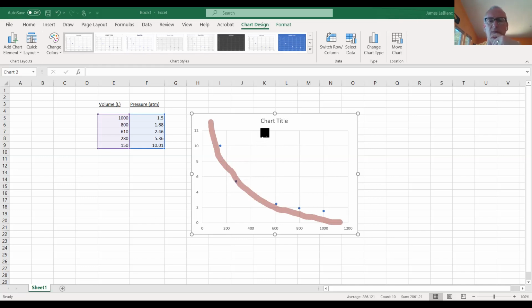Start from 0. Well, if I put 0, I can't really put 0 in here. No, make the volume 0. Yeah, but I don't know what the pressure would be. The pressure would be infinite at 0. So that's just going to move my... That'll be a data point way up here.